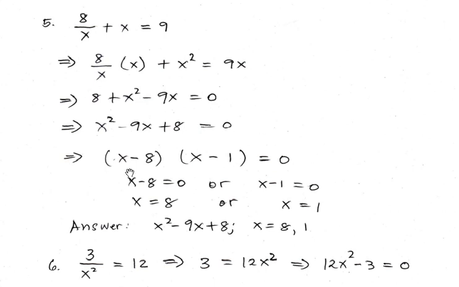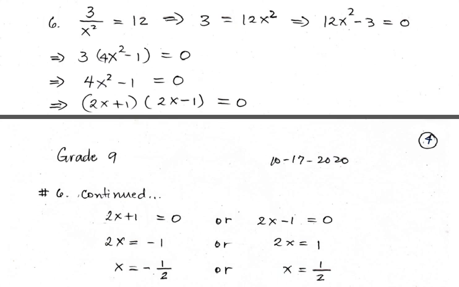Factoring out, linear factors are x minus 8 and x minus 1 equals 0. Solving for x, x equals 8 or x equals 1. From this rational algebraic equation, we transform it into a quadratic equation, x squared minus 9x plus 8 equals 0. And the values of x that will satisfy this particular equation is 8. And also another value is 1. There are two values of x.